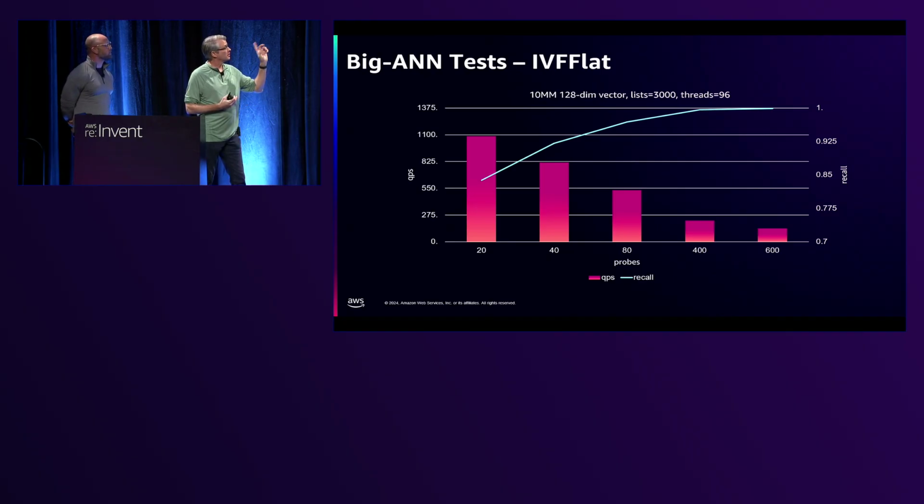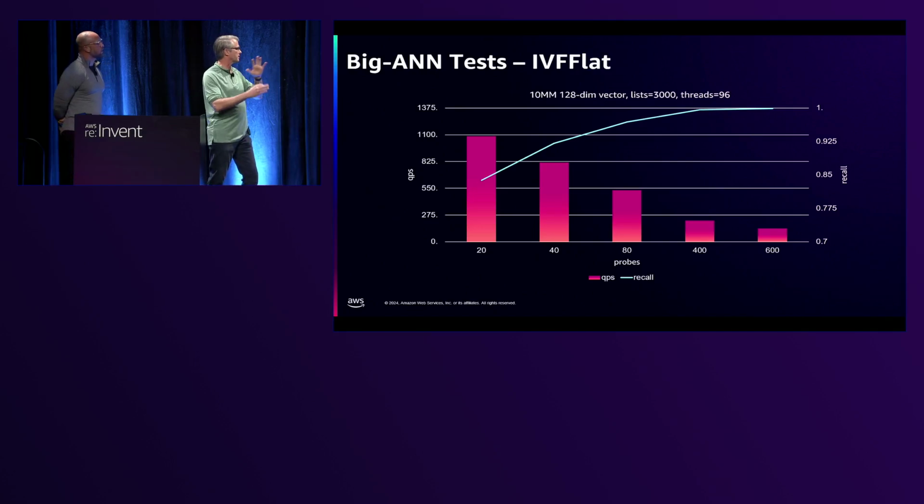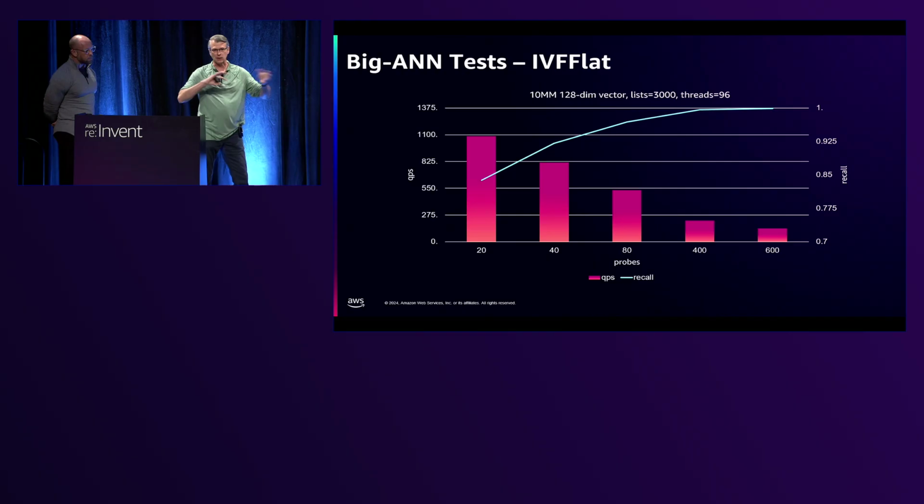So we use the big ANN test, the approximate nearest neighbor. It's like benchmarking. So really the purpose here is not to show how we compare to other vector databases, but to help visualize the impact of these different values. And ultimately there's a point of diminishing returns.